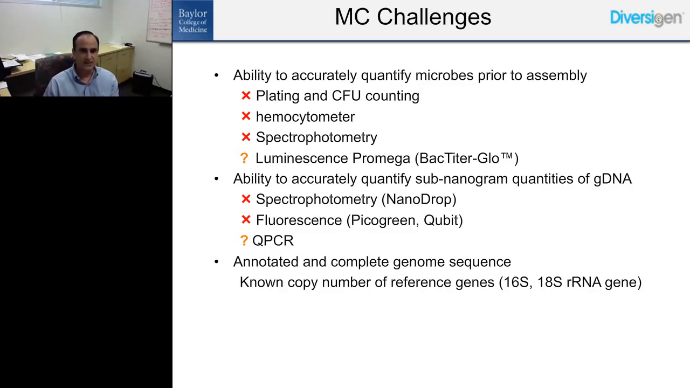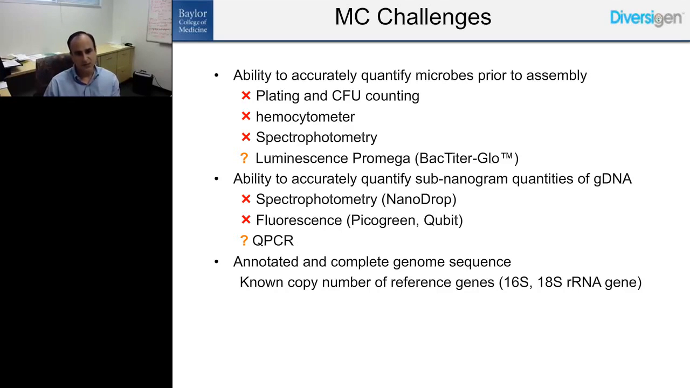And then secondly was our ability to accurately quantify sub-nanogram quantities of genomic DNA. So down at that concentration, spectrophotometry, specifically with the use of the NanoDrop, was out. Fluorescent measurements were insufficient, so we tried to look at Qubit. So then the obvious choice would be PCR. So we have the capacity to do that in the laboratory.